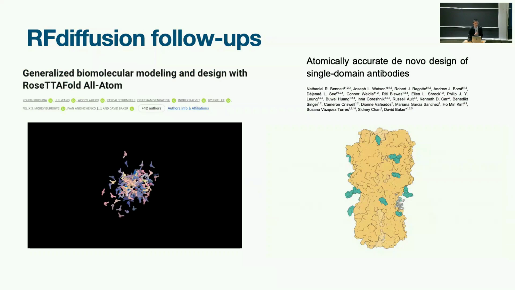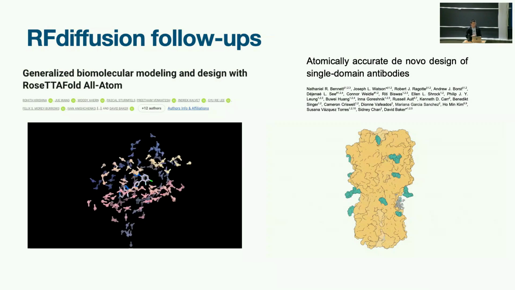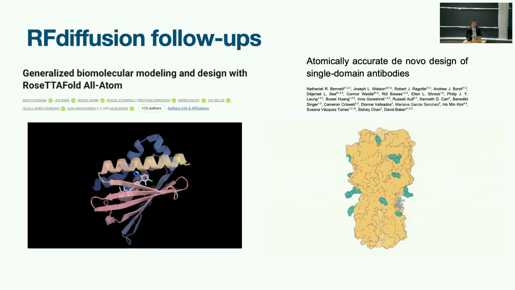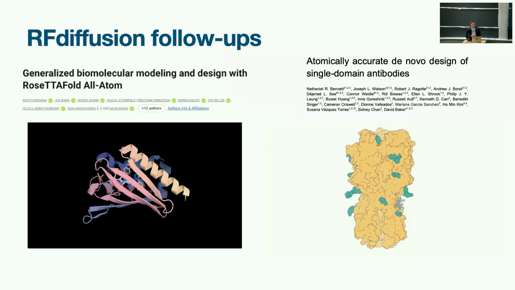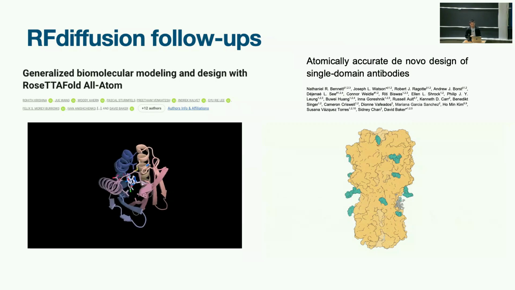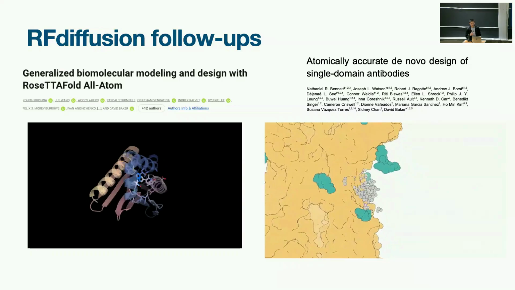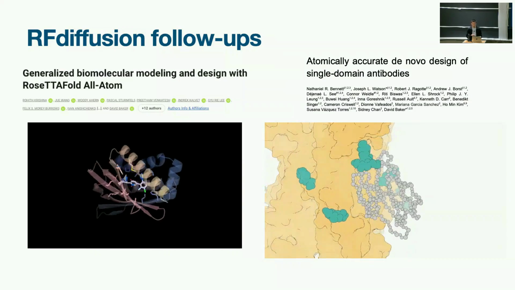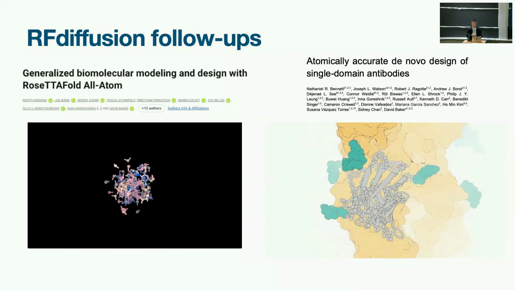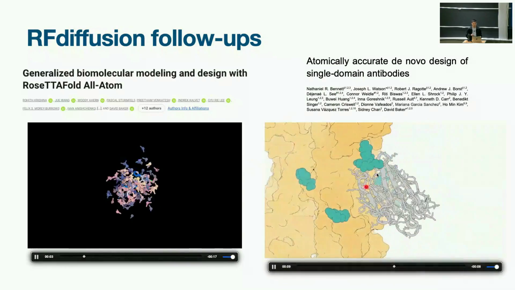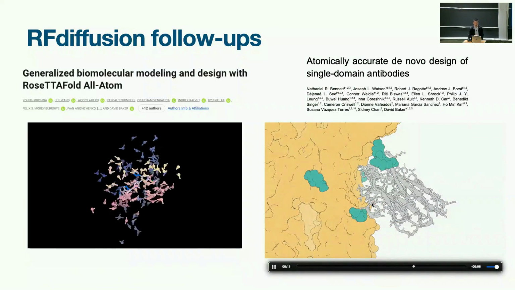So, RF diffusion follow-ups. One thing is that we're moving beyond proteins to also incorporate small molecules and other types of non-protein things. And another thing is antibodies. This is a very important class that a lot of drug companies are very interested in. And so there's been work to specialize RF diffusion to specifically make antibodies for therapeutic applications.